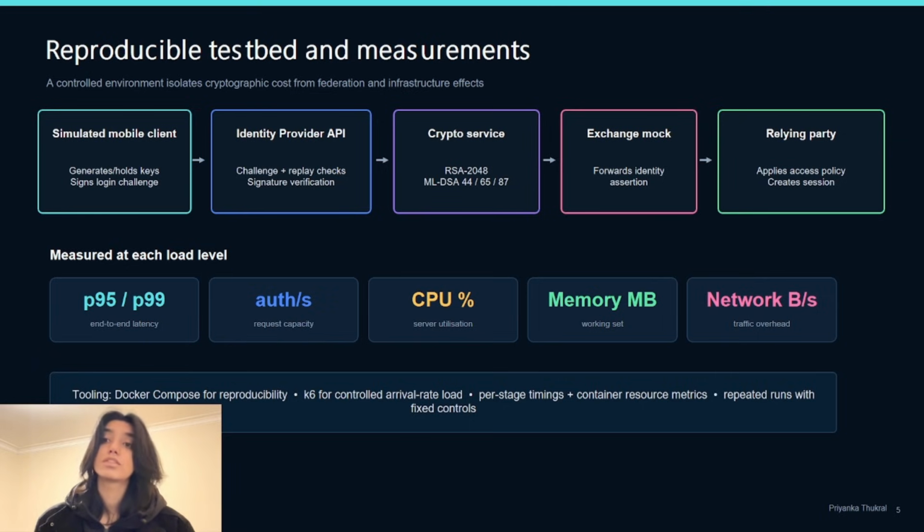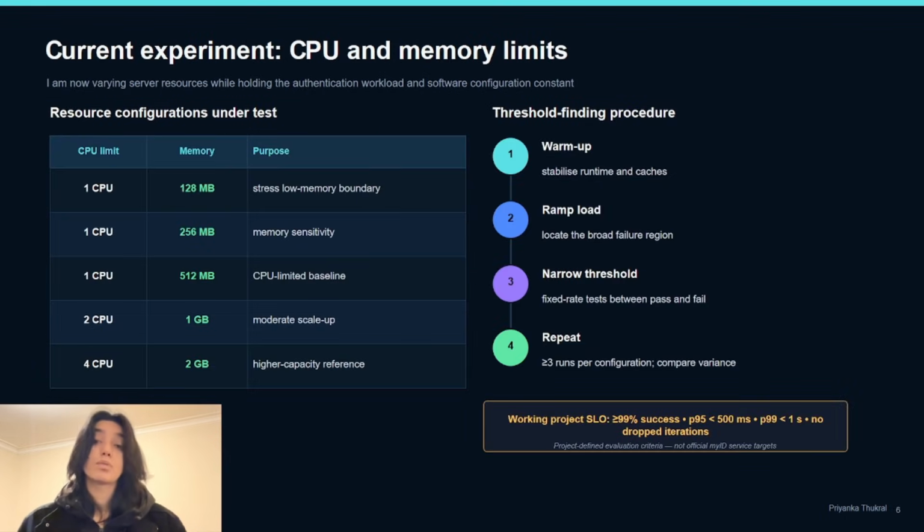The tooling used was Docker Compose for reproducibility, K6 for controlled arrival-rate loads, per-stage timing, container resource metrics, and repeated runs with fixed controls.